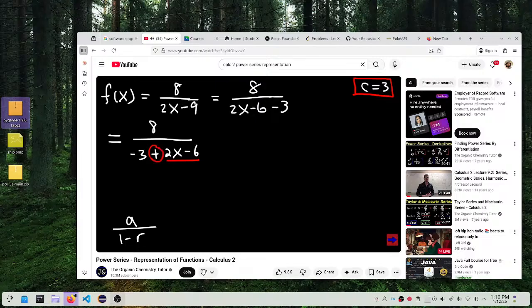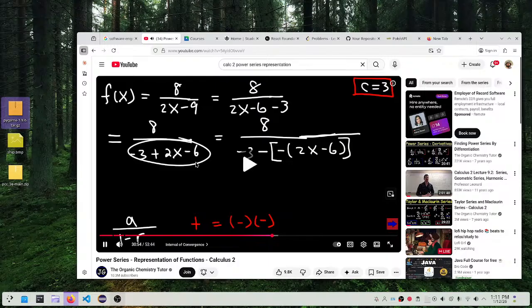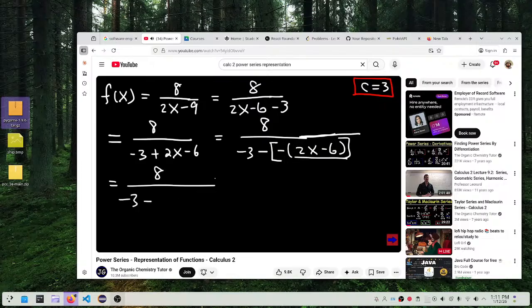In addition, I need to get rid of the positive sign. So recall that a positive number is the multiplication of 2 negative numbers. So what I now have is 8 over negative 3 minus, right now I'm just going to write it like this for now. So I didn't take out the 2 yet, but these 2 negative signs will cancel to make a positive sign. So these 2 expressions are equivalent as of now. Now I'm going to take out the 2 from 2x minus 6. So this is going to be negative 2 times x minus 3.